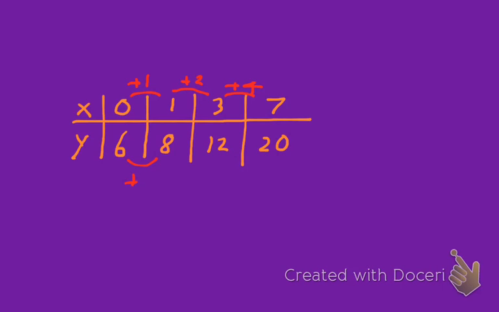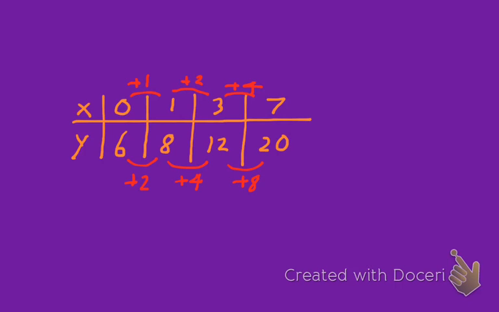Between 6 and 8, we're going up by 2. Between 8 and 12, we're going up by 4. 12 and 20, we're going up by 8. Man, there's nothing that looks linear at all. But remember, to be linear, we have to have a rate of change that's consistent.